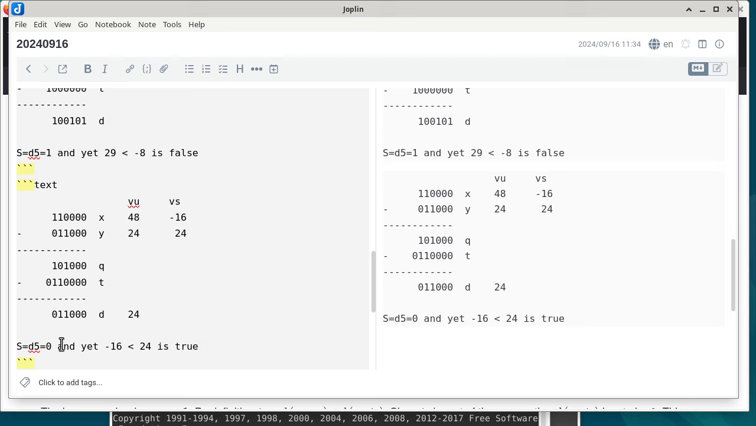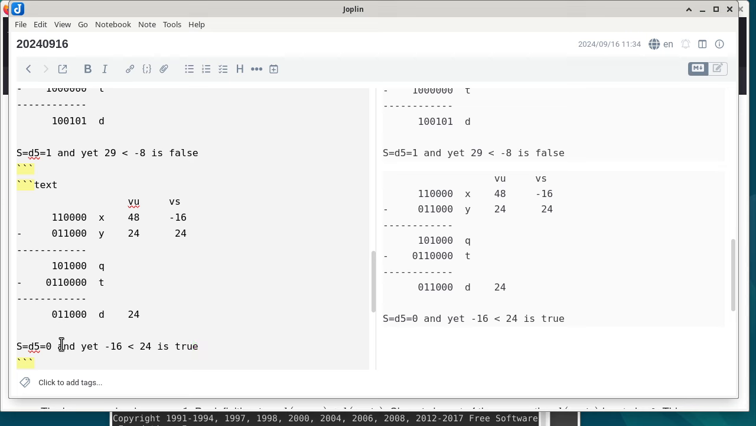Negative 16 minus 24 should be minus 40. Yeah, negative 40, right? So it's negative 40. Can someone tell me what is the range of a 6-bit signed integer?